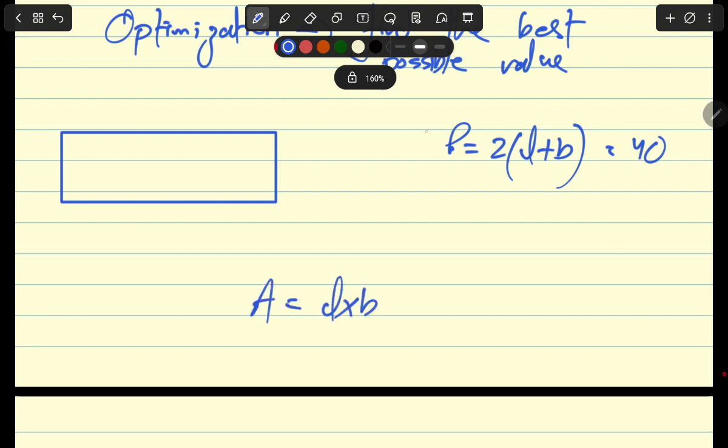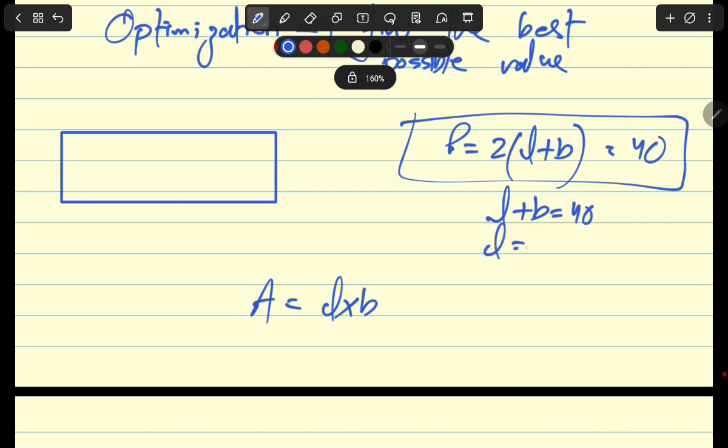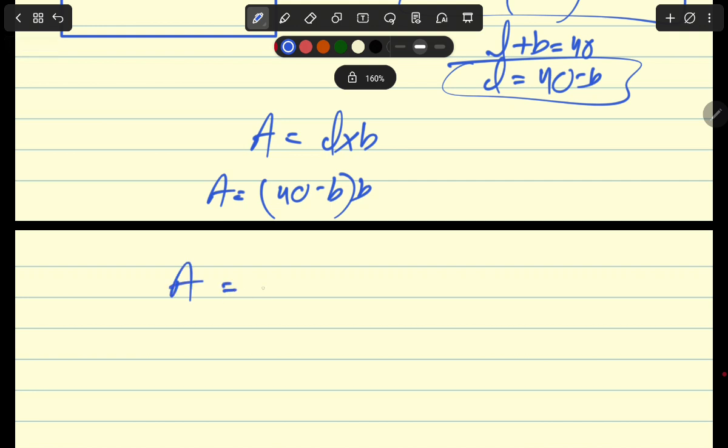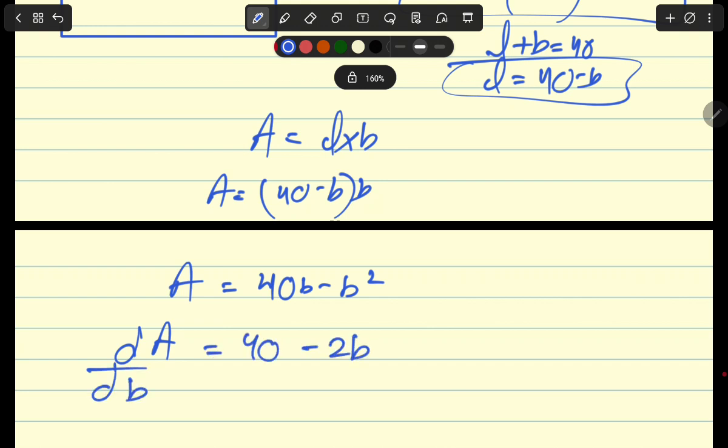So first of all, this is 2L, or rather L plus B is equal to 40, or L is equal to 40 minus B. So we just defined length in terms of breadth. So area is now going to be equal to, instead of length, I'm going to write 40 minus B, and the breadth is just B. So area is nothing but just a function of this breadth, 40B minus B square. Now, if I differentiate the area with respect to B, this becomes 40 minus 2B. And now when I equate it to 0, this is going to give me B is equal to 20.